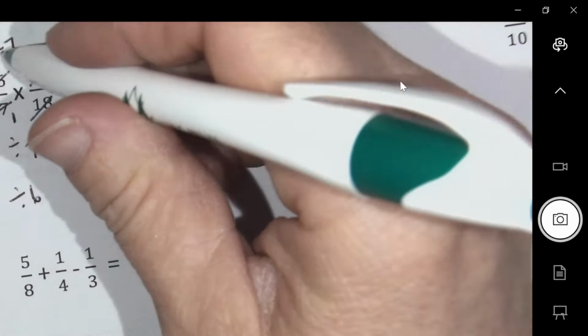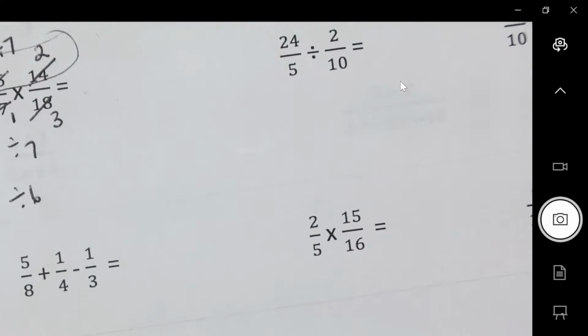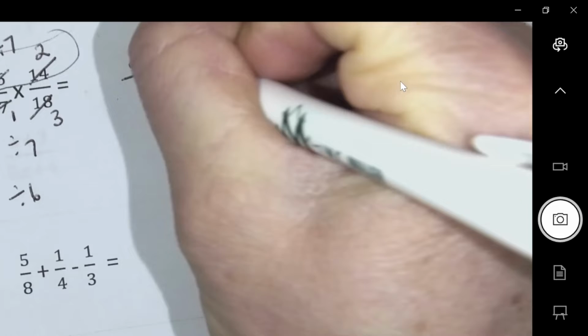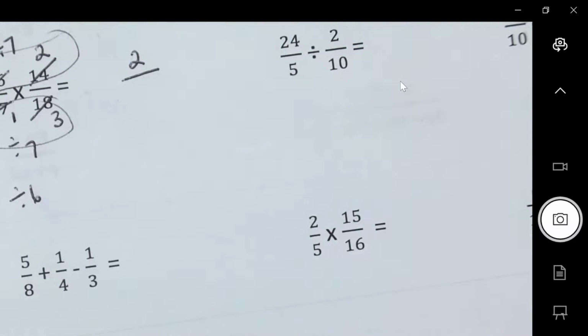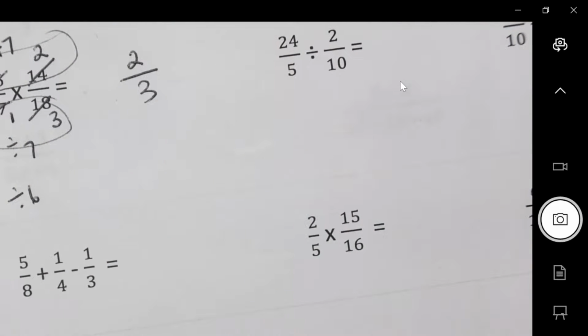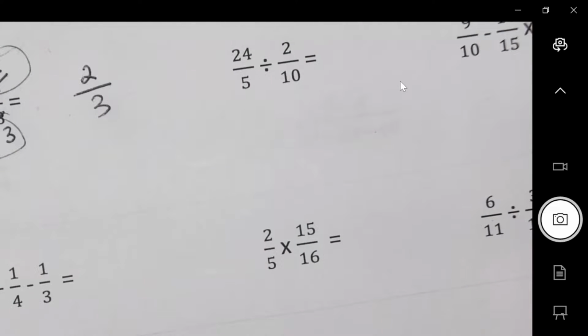So now what do I have left on the top? 1 times 2 is 2. And on the bottom, 1 times 3, 3. If it's a 1, it's just the other side anyways.